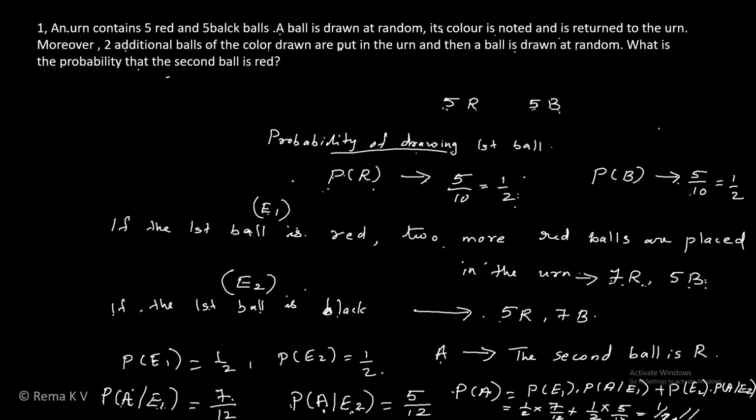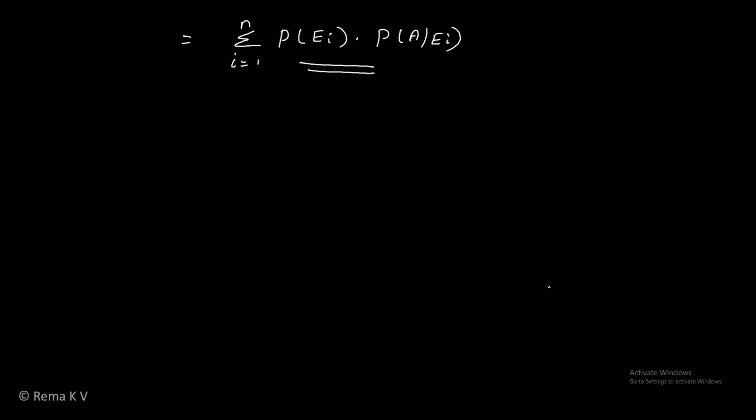First we have to identify what is E1, what is E2 and what is A. Okay, now the next one is Bayes theorem. Next heading, Bayes theorem.